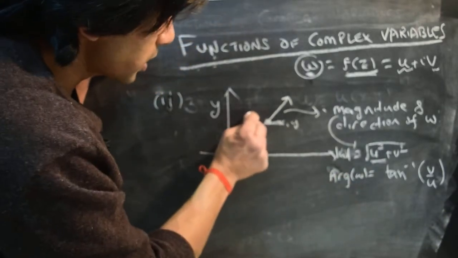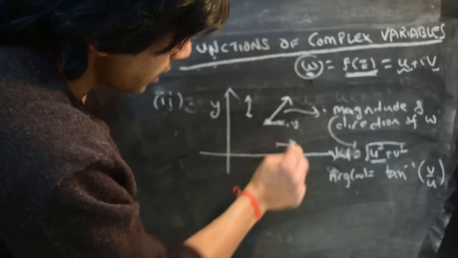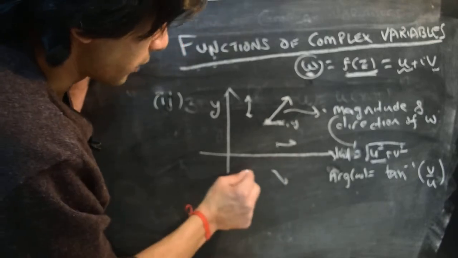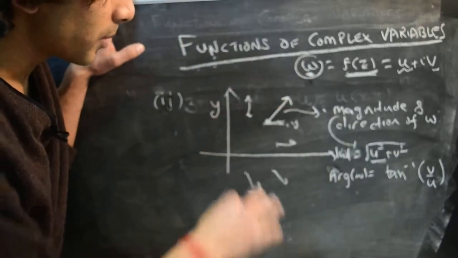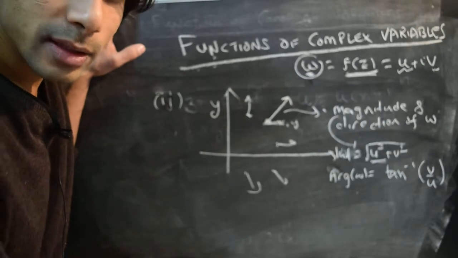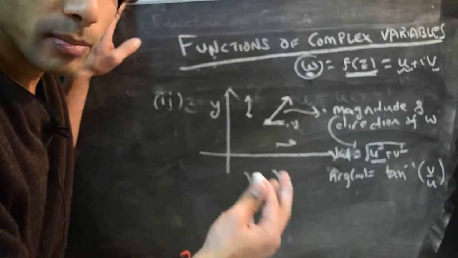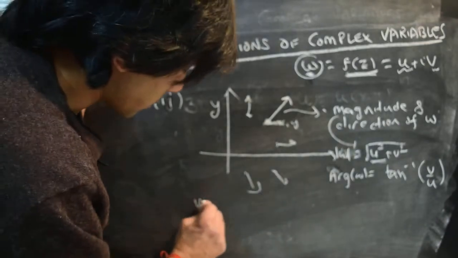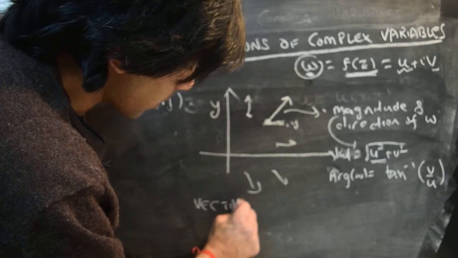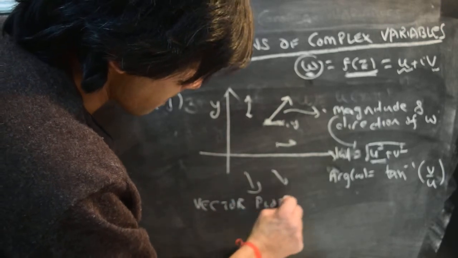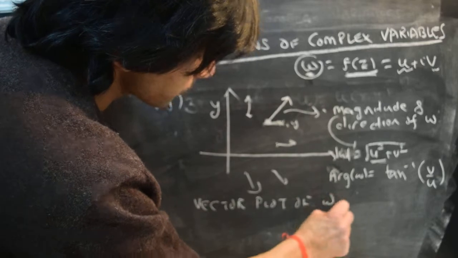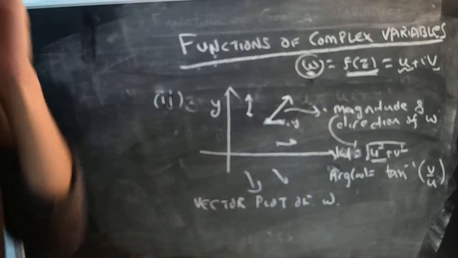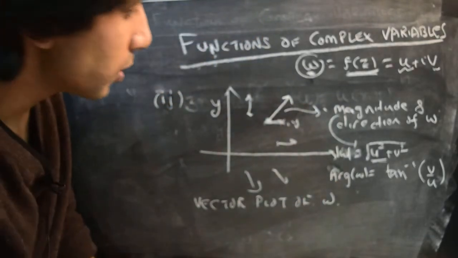And we can repeat this process at every point in the xy plane, and we might have some kind of diagram consisting of many vectors. So this is like drawing a vector plot for w. This is sometimes also called a vector plot. So this is another possibility that we can make use of.